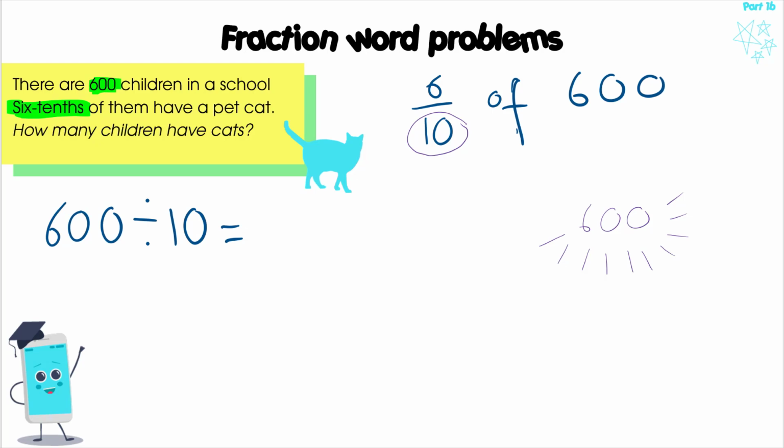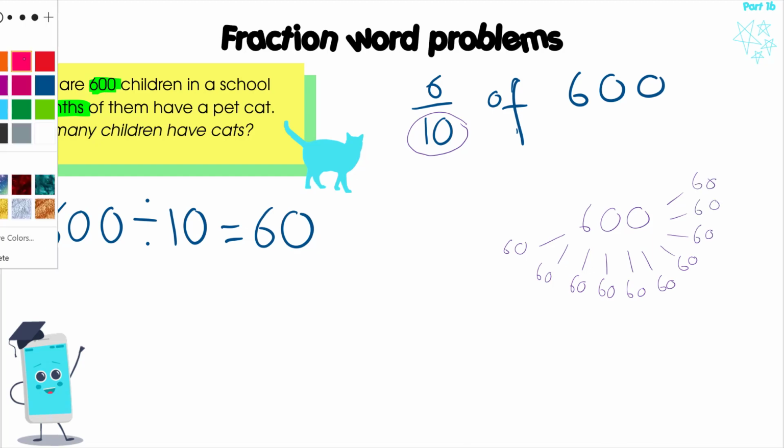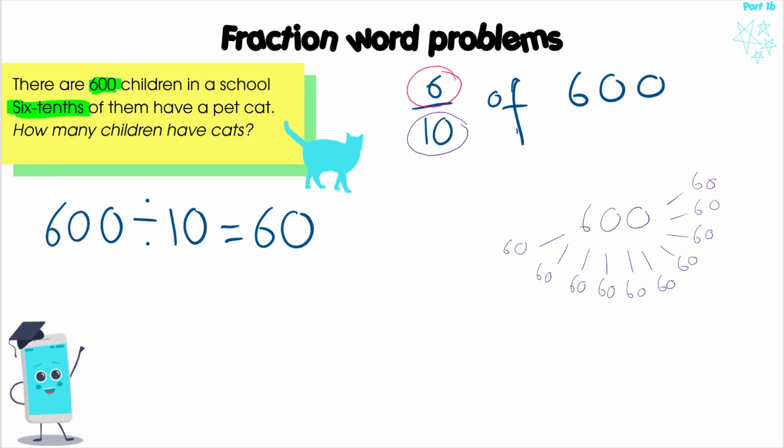So 600 divided by 10 is 60. So I know that in each of my 10 groups, I have 60. So 600 is made up of 10 groups of 60. And then my next part is to look at 6 of the groups. I check my numerator. So I want 1, 2, 3, 4, 5, 6 of these groups together.